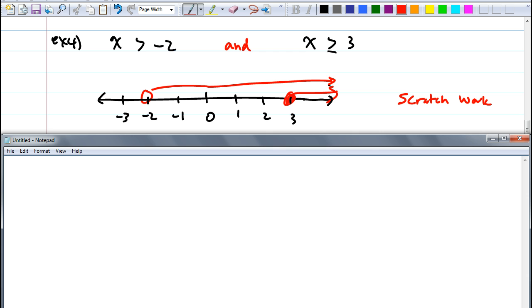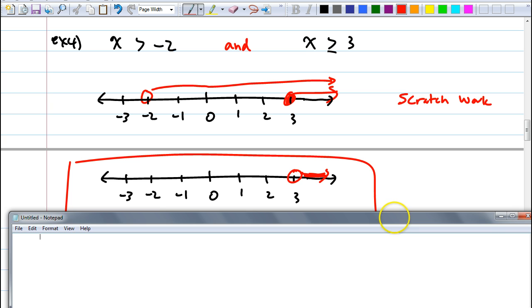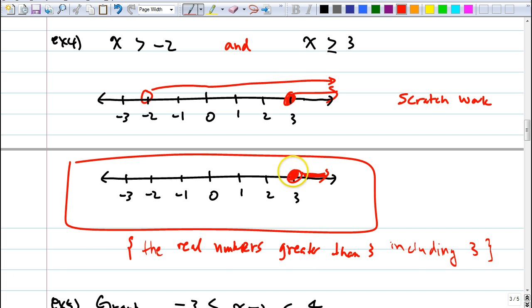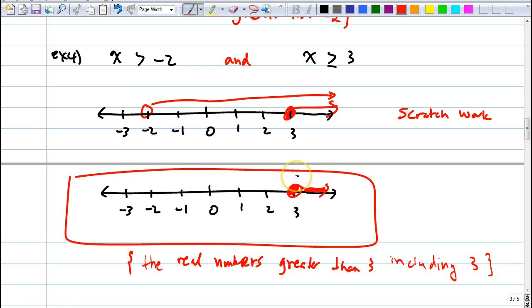Aiden, what do you think? The real numbers greater than 3. Now, if you say greater than 3, is 3 included? No, if you say greater than 3, 3 is not included. So we have to say the real numbers greater than 3, including 3. That's exactly what you get. So isn't this the graph we get here? And then you have to include that 3. Right, guys? Does this make sense?